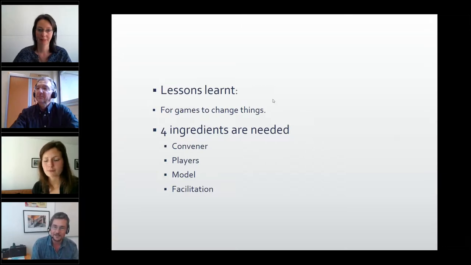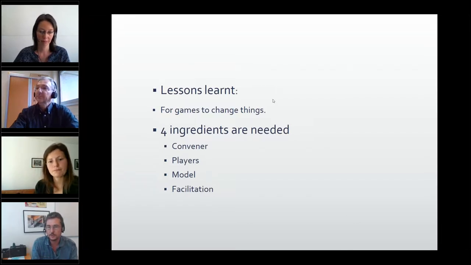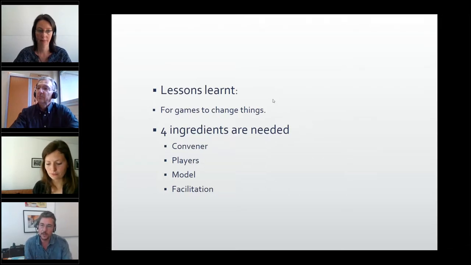The lesson I take from this is that games can be useful, but you need 4 ingredients if you want to actually change things on the ground. The easiest one, the one where we have expertise, is the game itself, the model. We know how to design. We've been doing that for almost 20 years now. We know how to design games that are engaging, that reflect the constraints people are under, that have enough surprise to be interesting. So games is the easy part. We know how to do it.